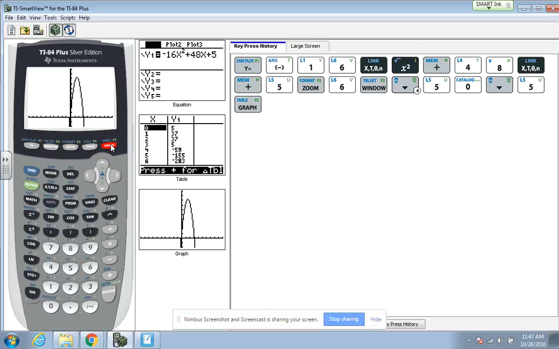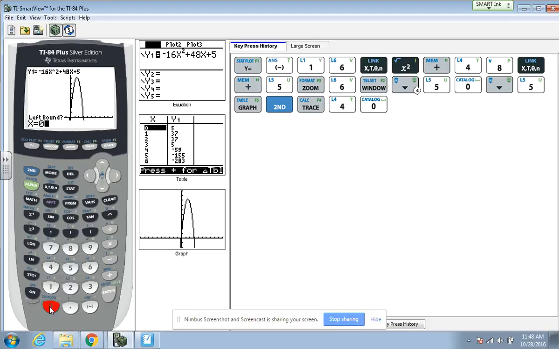So remember, if we're finding the maximum height and the time it takes to get there, we need to find our maximum, or our vertex. So we're going to do second trace, and then hit option 4, because we're looking at our maximum. This screen is going to ask you 3 questions: left bound, right bound, and guess. Left bound means tell me something that's on the left side of the maximum. Right bound, I'm looking for something on the right side. And guess doesn't really matter, you can just hit enter.